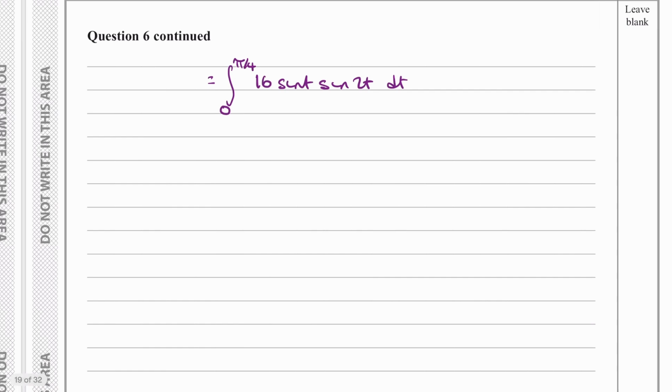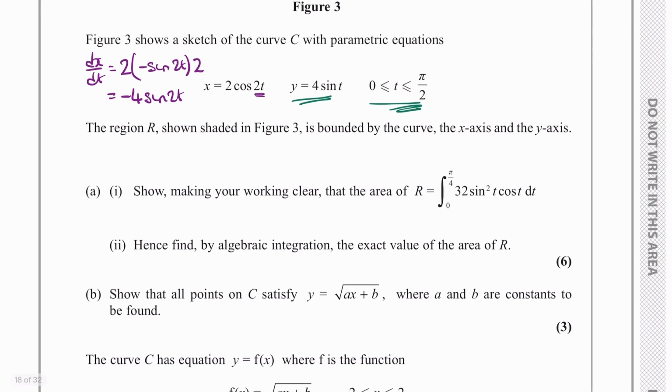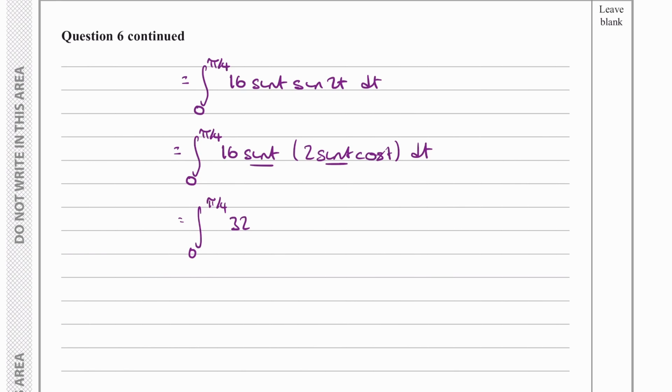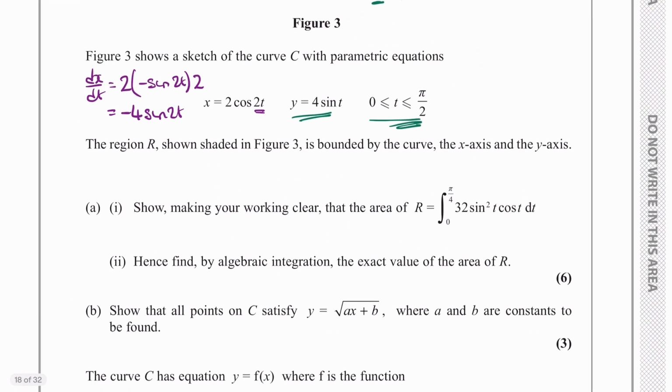And if we go back to the question, we need a sine squared t and a cos t. So we can use a double angle formula to simplify this. And this will be 2 sine t cos t dt. And then we can multiply the 16 by the 2, and we get 32 sine squared t cos t, all integrated with respect to t. And this is what we were asked to show here. Okay?